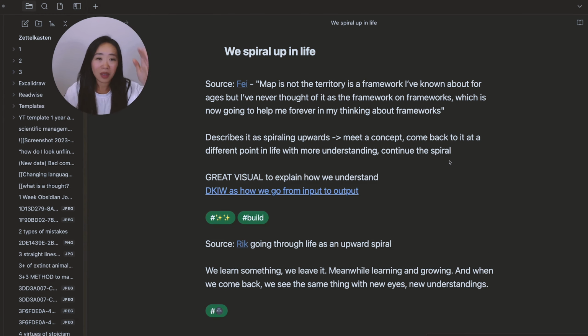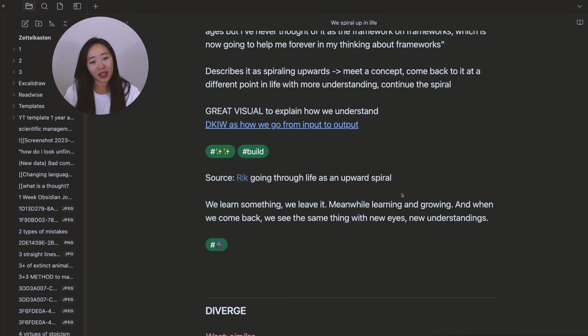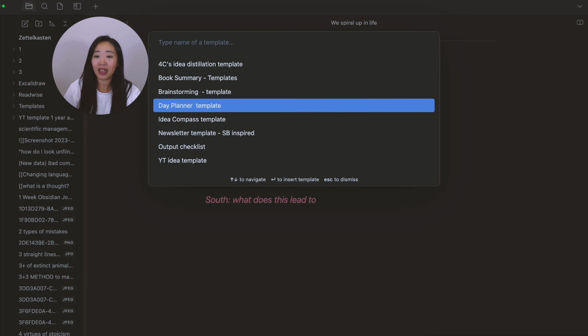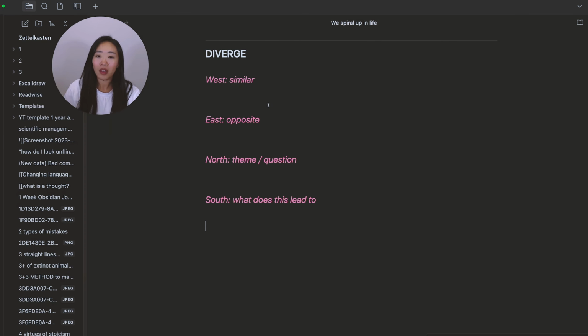So same example, we've got the upward spiral, and I was thinking about how to stretch this idea. And so I chose the idea compass. If you've been around for a while, you know that I go to my template and I have this idea compass template. And I don't usually go through all of the directions. I think about where do I enjoy thinking about this idea? Why was this idea interesting to me? And go from there. To me, this spiraling up and gaining new understanding, it led me to north.